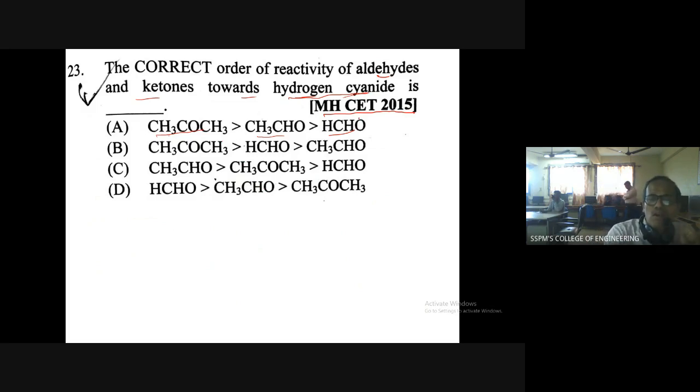You should understand that formaldehyde is most reactive. Okay, formaldehyde is most reactive because it doesn't have an alkyl group directly attached. Here one alkyl group is attached in acetaldehyde, and two alkyl groups are attached in the case of acetone, so this will be more negative. And here there is no alkyl group, so no group is there to donate electrons. So this formaldehyde will be the first preference as far as reactivity towards HCN is concerned. So HCHO will be the first preference. So this is the answer: HCHO, then CH3CHO, and then acetone.